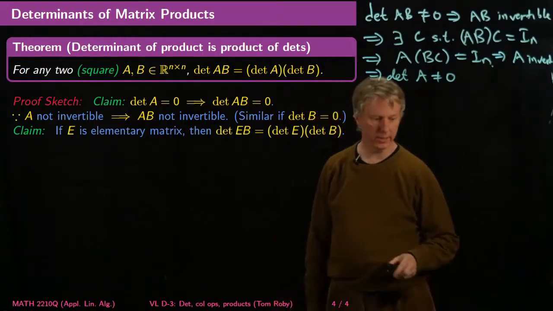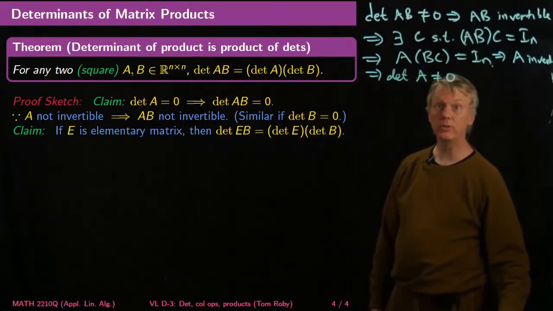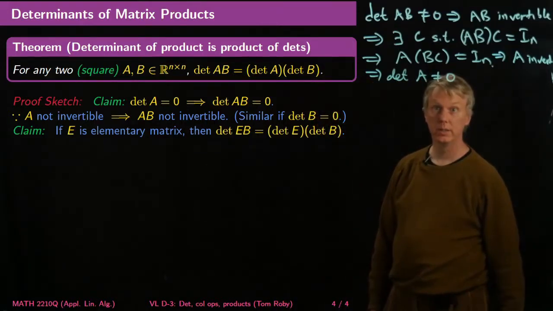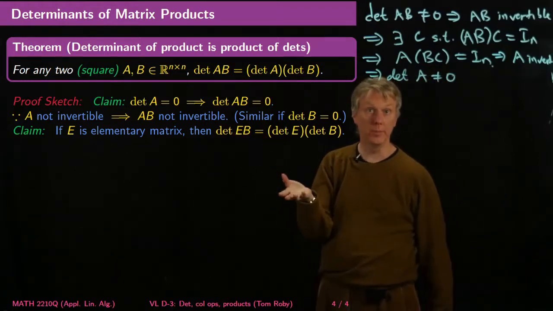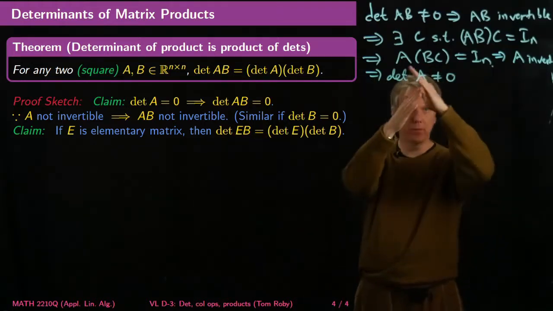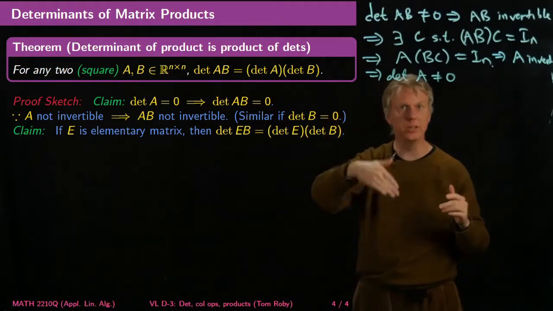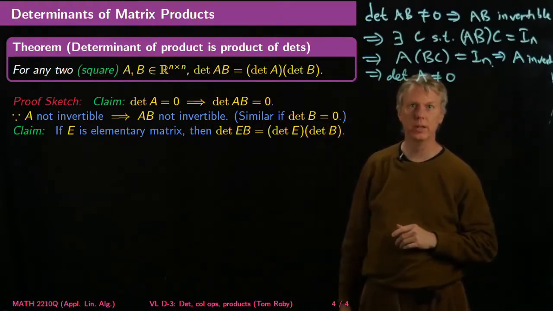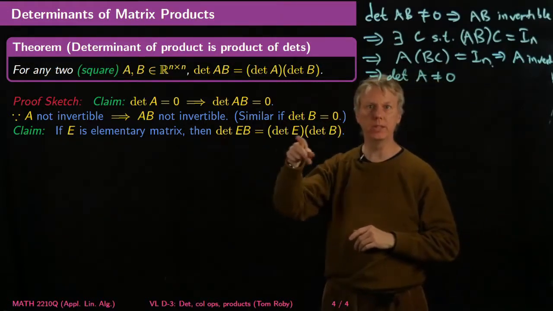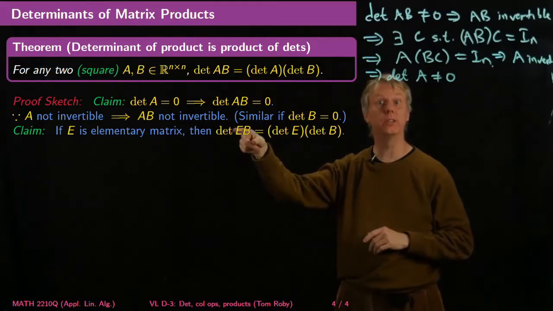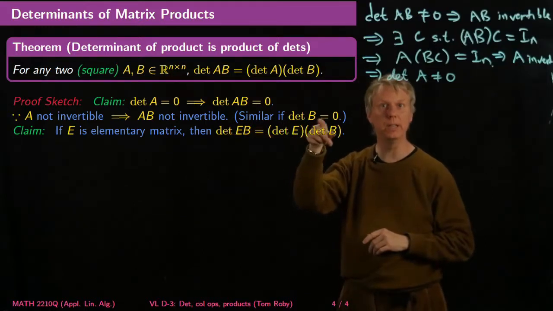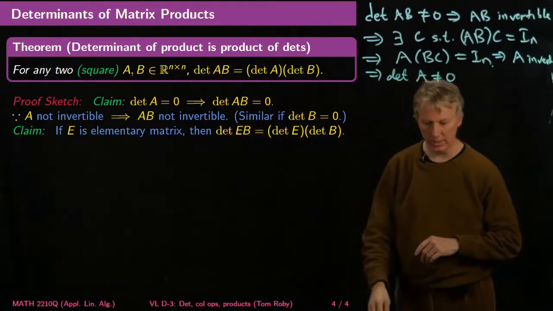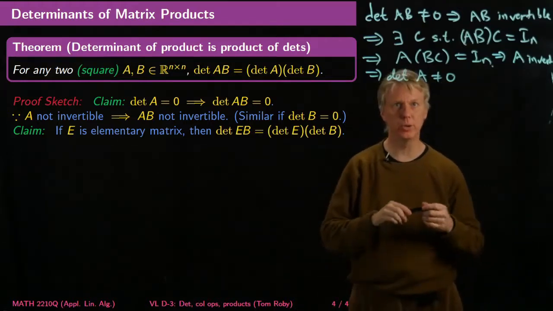So now the second claim is that if E is an elementary matrix, which means one that I get from the n by n identity matrix by just doing a simple row operation, then I claim that this property holds in that situation: the determinant of EB is equal to the determinant of E times the determinant of B. So let's take a look at why that might be true.